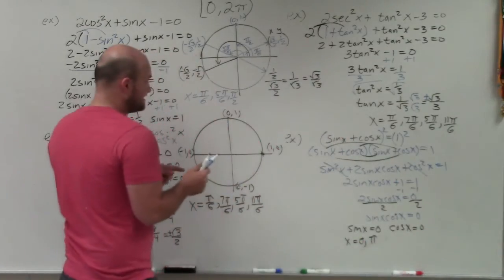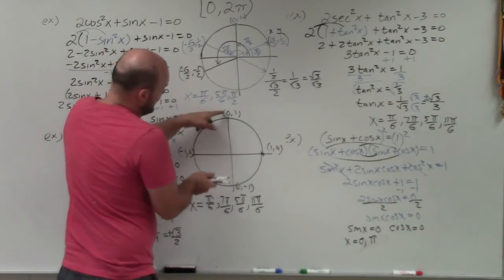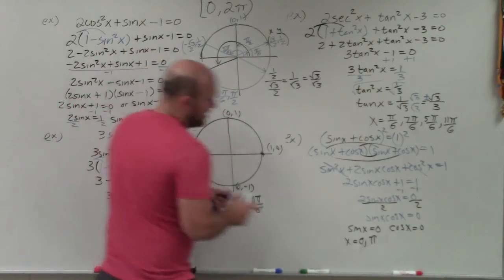Then cosine of x is basically asking for what angles is the x value 0. Well, that's going to be pi halves and 3 pi halves.